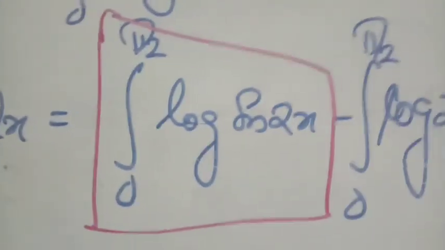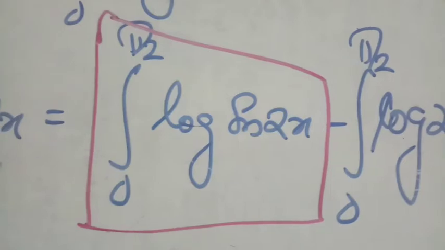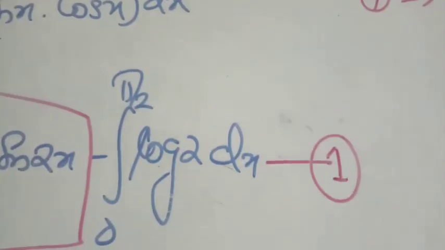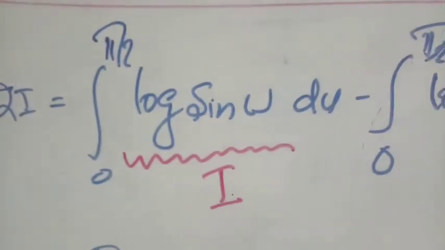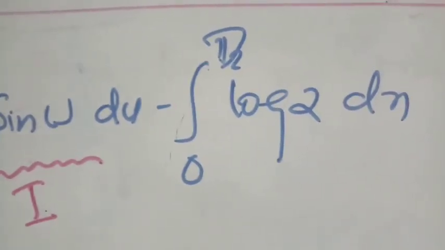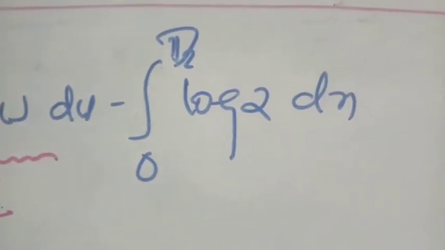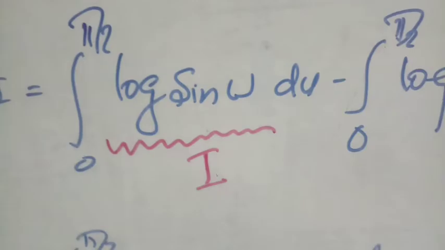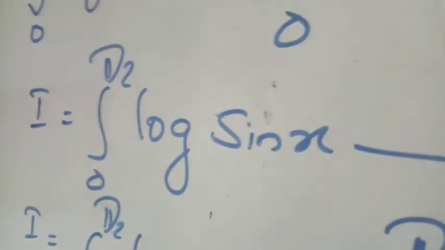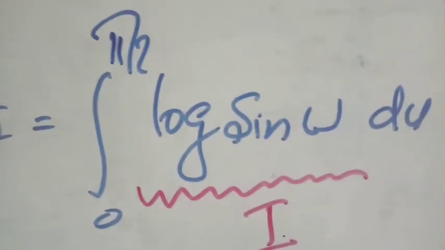Now let us replace the value of log of sin 2x from 0 to pi by 2 in the standard result. 1 as 2I equals integral 0 to pi by 2 log of sin u minus the previous portion, integral 0 to pi by 2 log 2 dx. Now for that, integral 0 to pi by 2 log sin u du, അത് I തന്നെയല്ലേ? What is our I? Integral 0 to pi by 2 log sin x. ഇവിടെ വന്നത് എന്താ? Integral 0 to pi by 2 log sin u du.